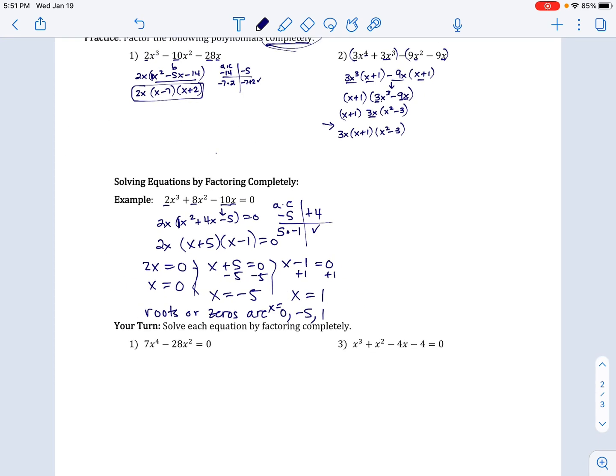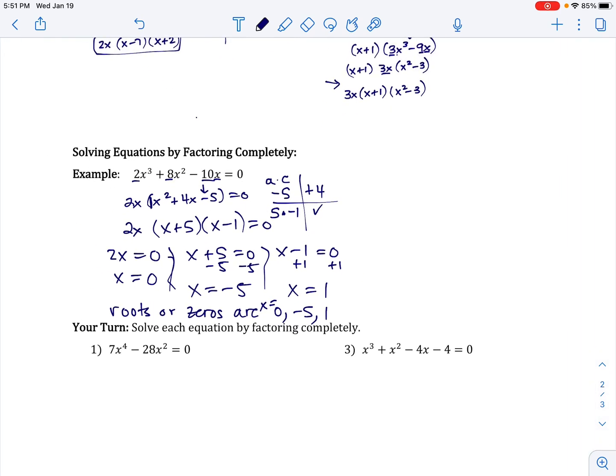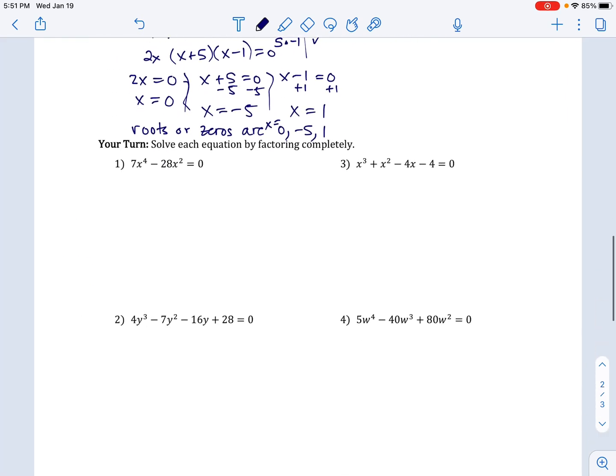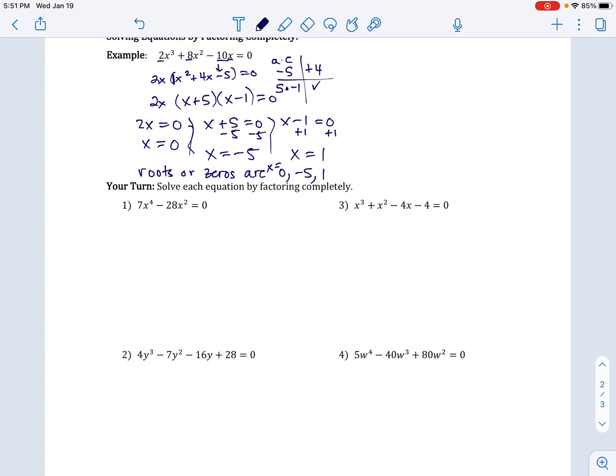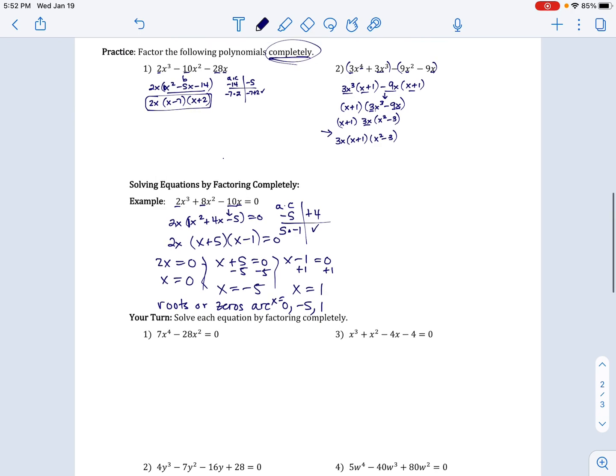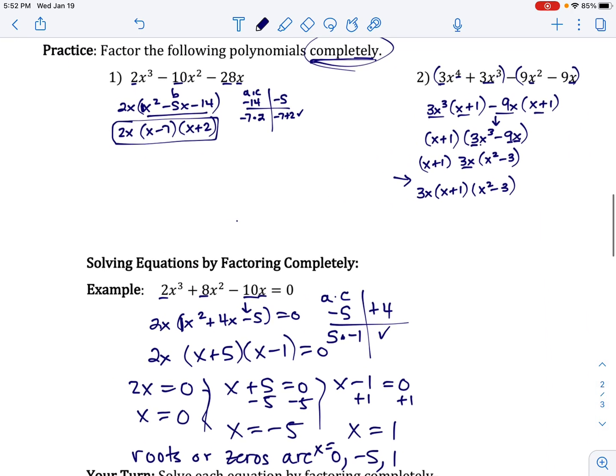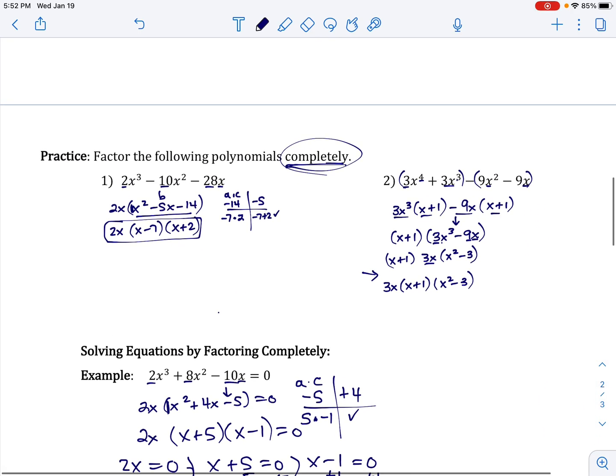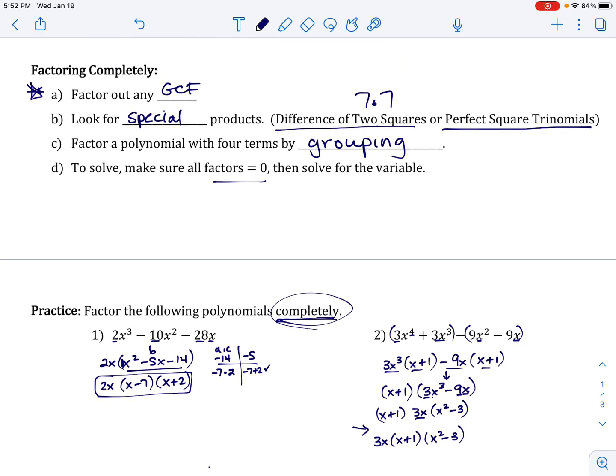Okay, so that's pretty much everything. I'm not going to do the last couple problems. You can try them out to see what you get. But we're going to stop there. Hopefully this helps you work through your factoring completely on the review packet as well.